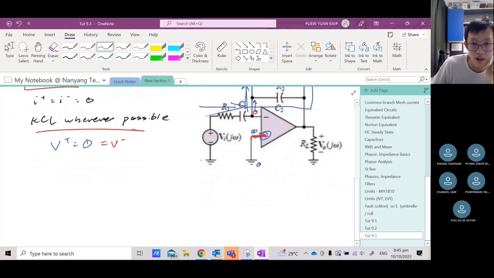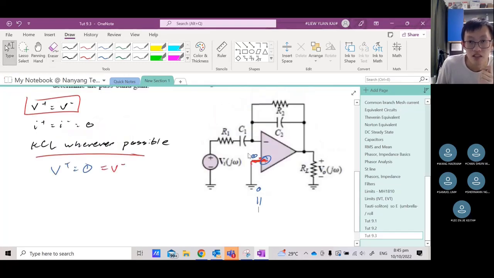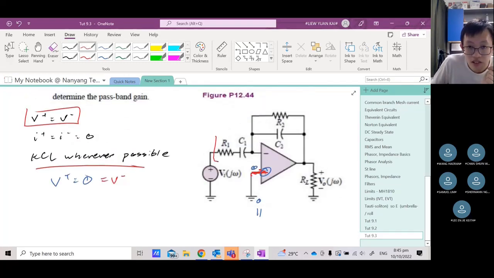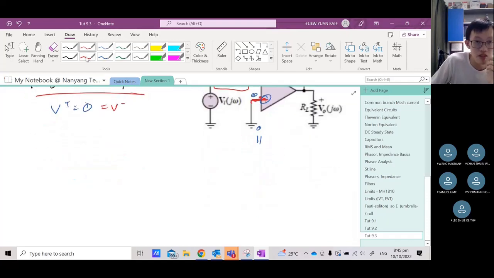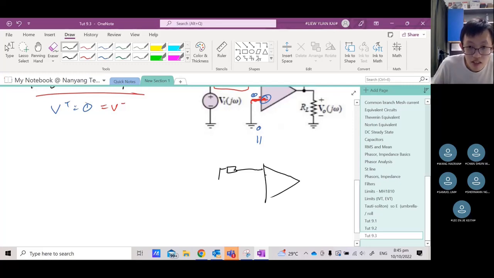So we can redraw this problem like this. What I want to do is combine these two impedance as a device called ZA. Combine these other two impedance as a device called ZB. So you simplify the problem, and it will look like this. This is my op amp. This is my negative terminal, positive terminal going to the ground. This is my V1.